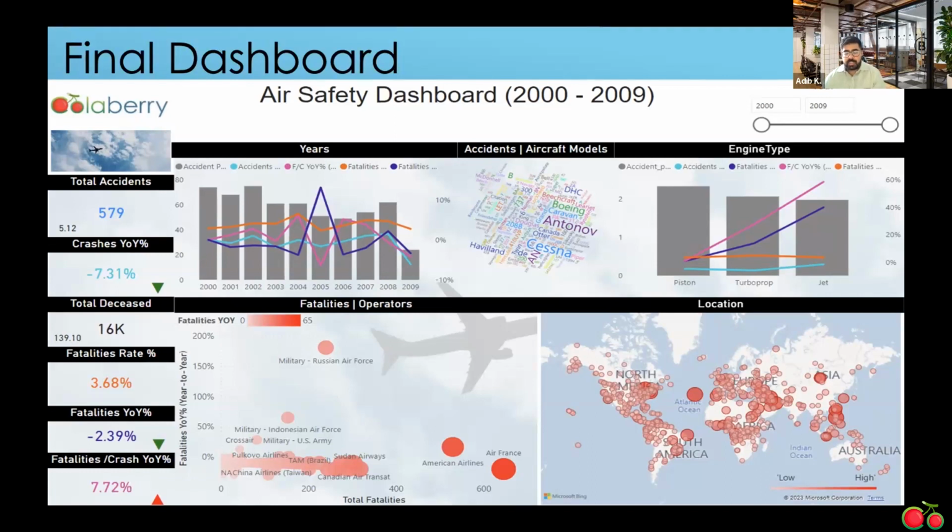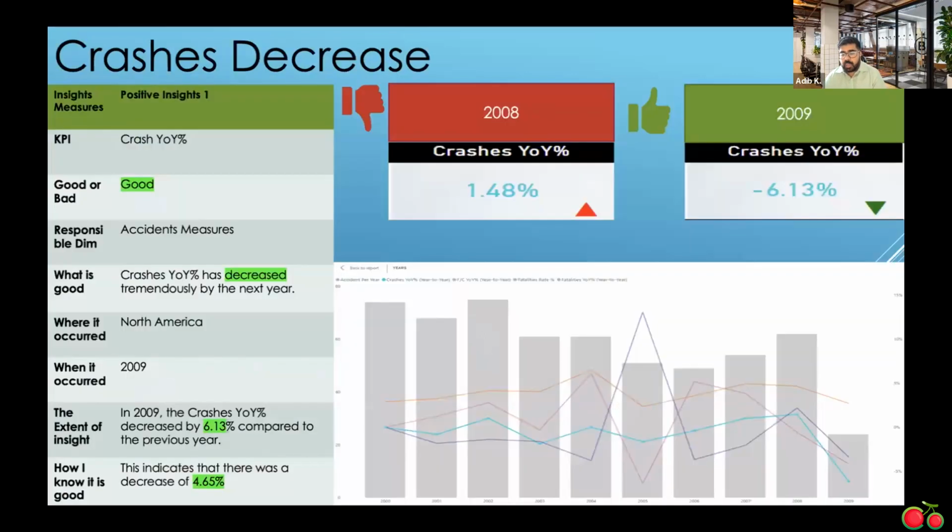The fourth visual is a scatter plot, which shows the total fatalities by the airline operator. The larger and darker the bubble is, that means the higher fatality count has been recorded. And finally, we have a map where we see where the accidents have occurred, as well as the total fatalities that have been recorded. So just by analyzing from this dashboard, I was very impressed to see that crashes year to year was decreasing.